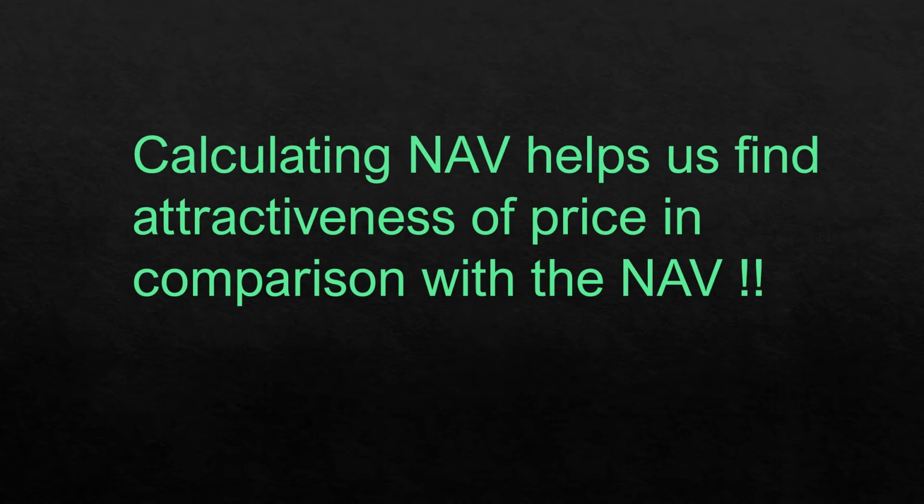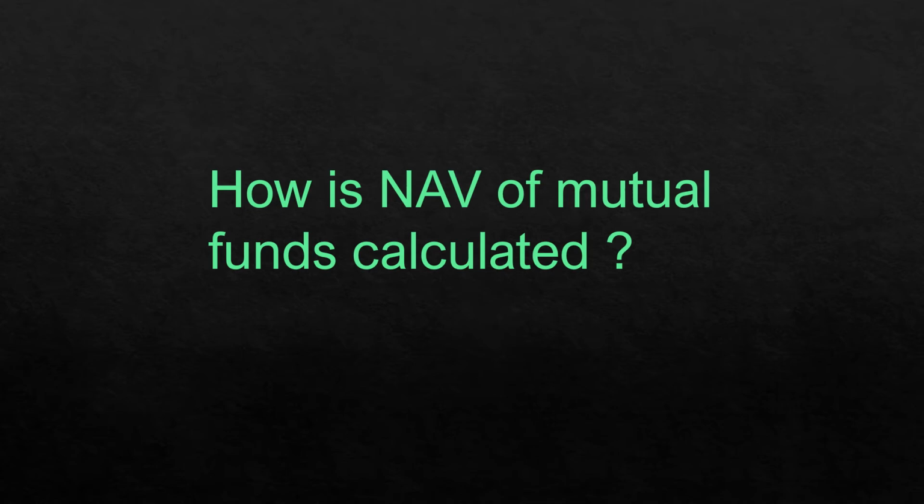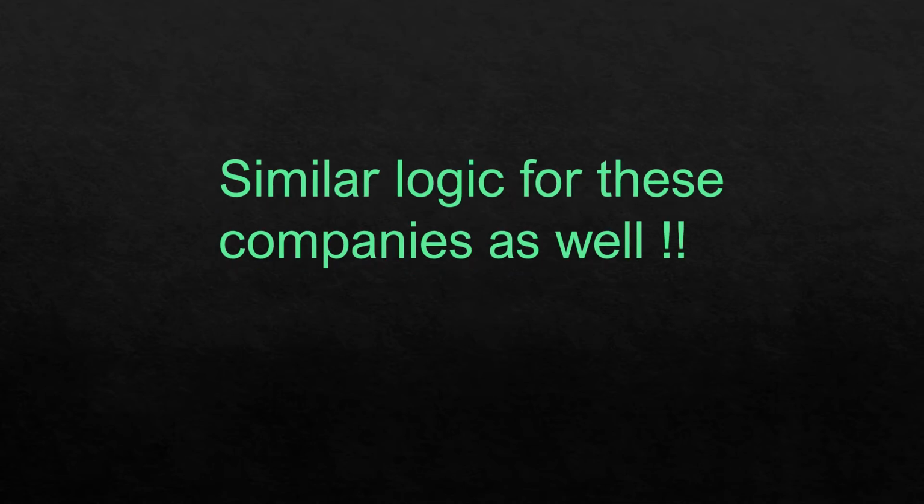We may not be able to get an exact idea, but even if we are able to get a 95-97% idea, which is perfectly possible, then it will give you a wonderful opportunity. NAV of mutual funds is calculated as the value of their portfolio divided by the number of units issued in the scheme. Similar logic needs to be applied to investment and holding companies as well.